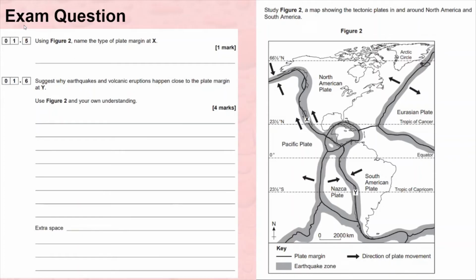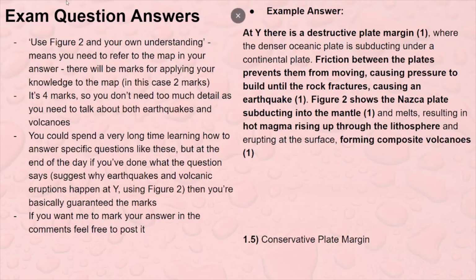But now we've covered all the content, so let's see what you can remember with an exam question. This is from the November 2021 exam paper that real students sat from AQA. So pause and have a go. I'm going to go to the answer. So 1.5, conservative plate margin at X. So at Y, it wanted you to use figure 2 and your own understanding. So this is really important because it means that you need to refer to the map. It wants you to apply the knowledge that you've learnt from this PowerPoint to the question in the exam.